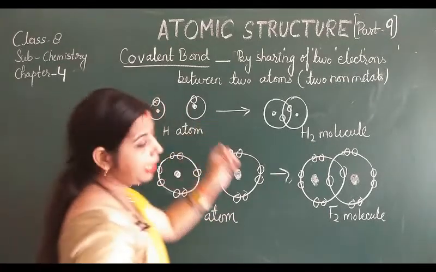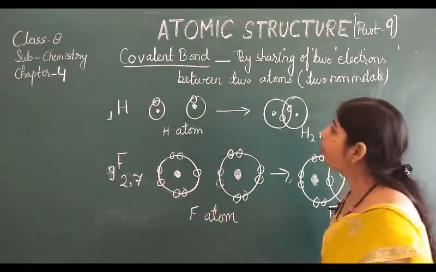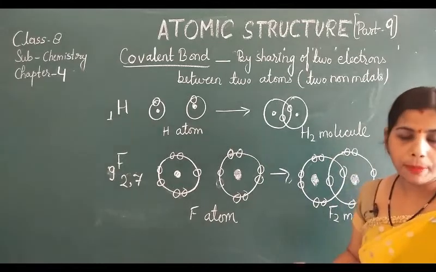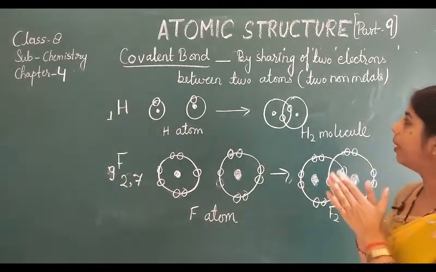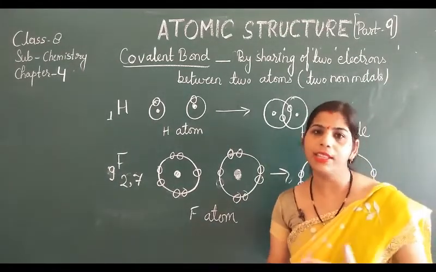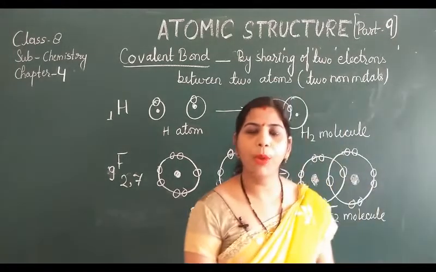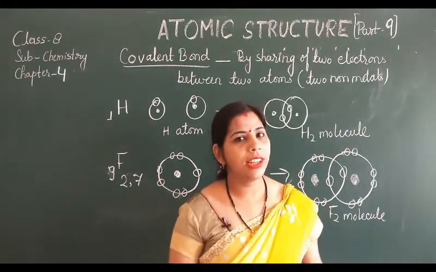So these are the two ways, the electrovalent bond and the covalent bond, by which atoms form bonds and gain stability. So this is all about chemical bonding, and now this chapter is completed.